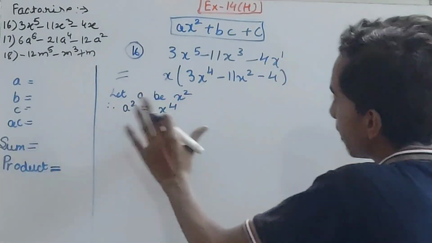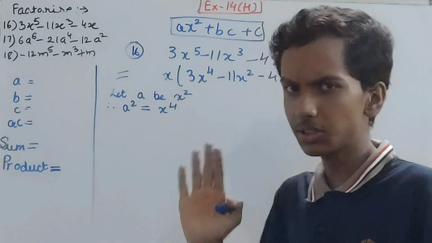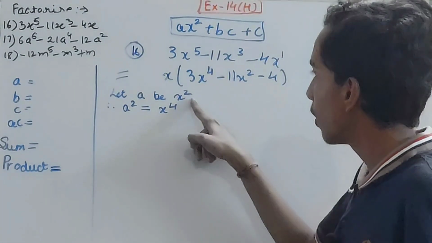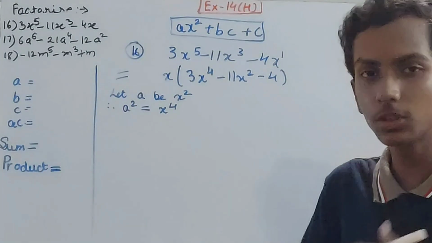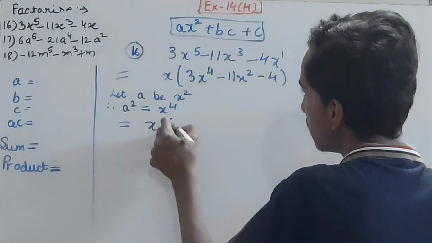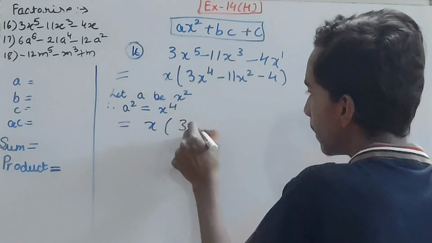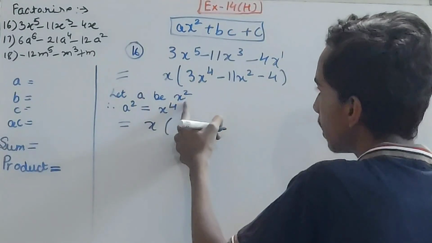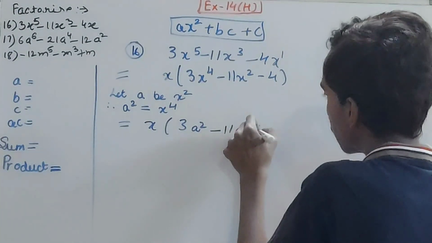I am not writing that entire step. You know this is the law of exponents. When you are squaring one side, the other side gets squared, and when you have square on x square, so x square whole square, so powers will multiply. 2 into 2 is 4, x to power 4. Now you can put the values. Can you see here? X here and 3, x to power 4 is a square and x square is a. So minus 11a and then minus 4.